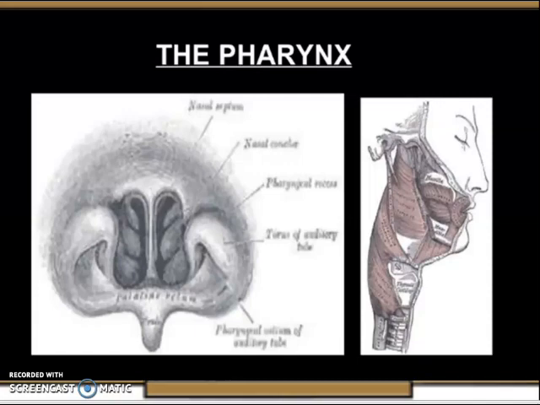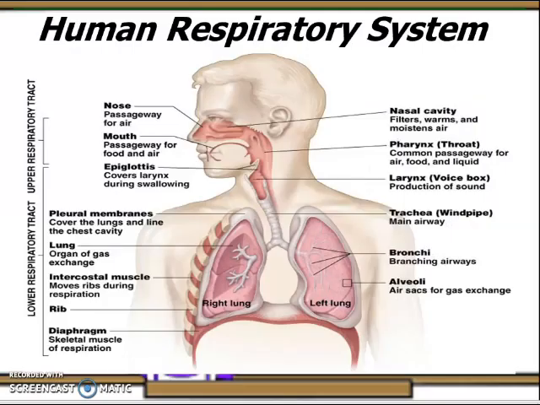On each side and roof are collections of lymph glands, the tonsils and adenoids. These glands pick up and destroy the bacteria trapped in the film of the mucus.